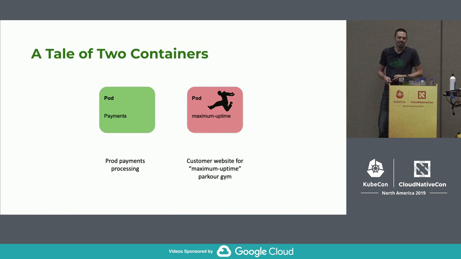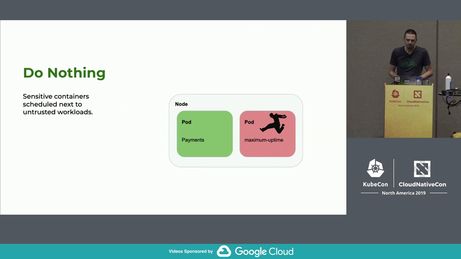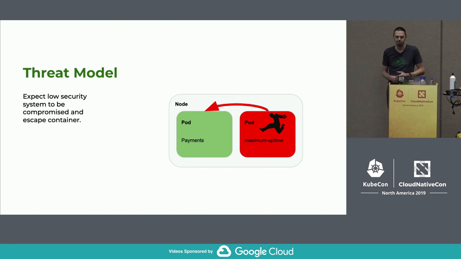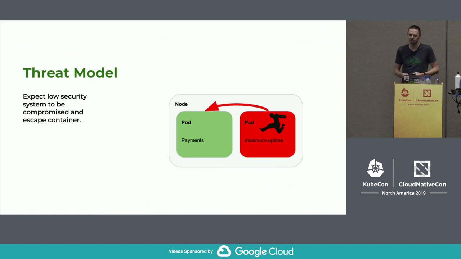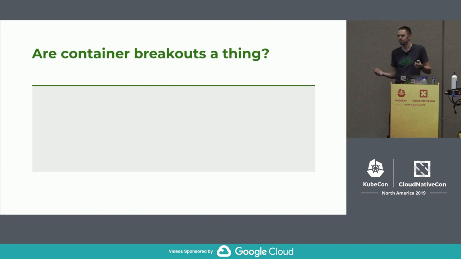And so the red container here, or pinkish container here, is a customer website that is basically an untrusted workload that this hosting company is running. If we don't do anything, they get scheduled right next to each other, or they could be. And the threat model is basically, we expect that thing to get owned. These people running these websites may not patch regularly. Maybe competitors are actually going to try and attack each other. At one point or another, there's probably going to be malicious code in this untrusted container. And if that happens and it breaks out, it can access other stuff on the node. So container breakouts, is that a thing that we need to worry about? And yeah, I think it is.